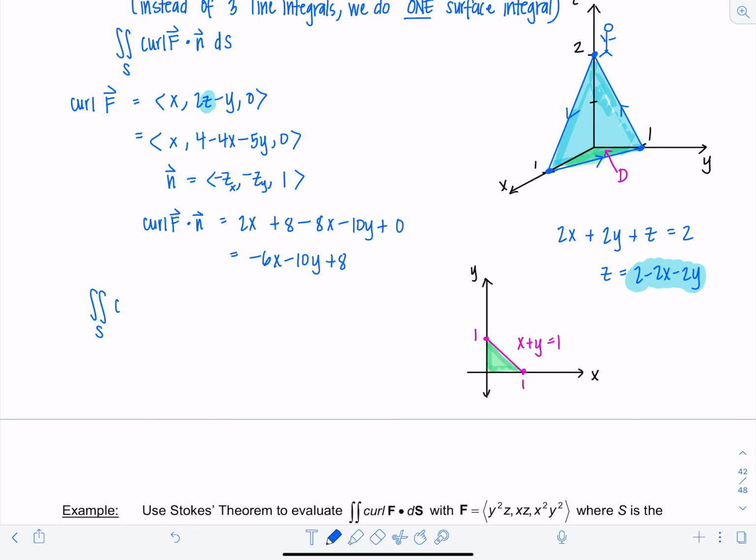So here we go. This is the work, surface integral of the curl of f dotted with n dS. These are my limits for x, 0 to 1. Limits for y, 0 to 1 minus x. Then you're going to integrate negative 6x minus 10y plus 8. I set it up dy dx. And it's 4/3. Voila. Did you like it? Fun, huh? Everything comes together. I'm telling you. Everything comes together.